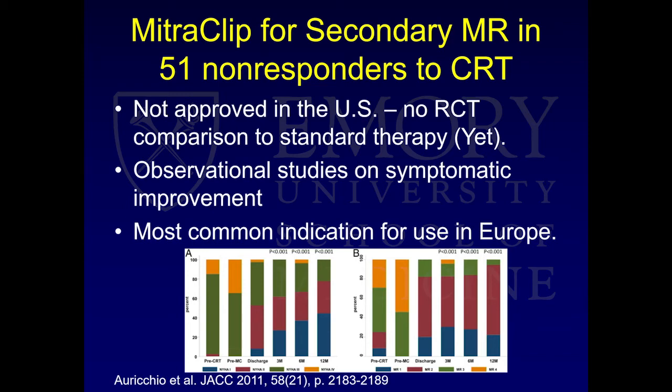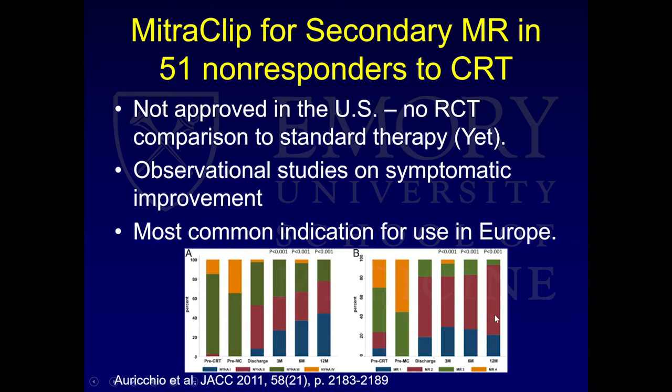Now look, you can have people that went for CRT. So before CRT, they still had a lot of heart failure and a lot of MR. They got CRT. These were non-responders. They didn't improve. But then they went for a mitral clip. And look, after a year of mitral clip, their symptoms improved and their MR all got better.